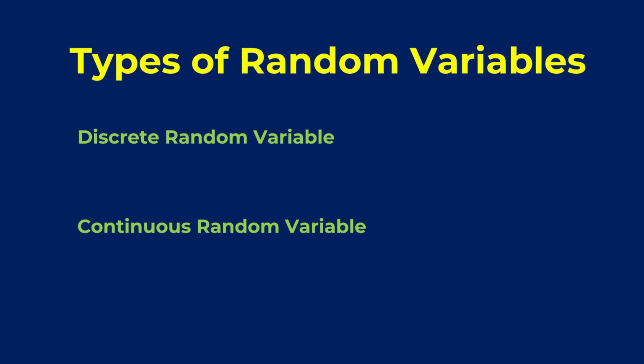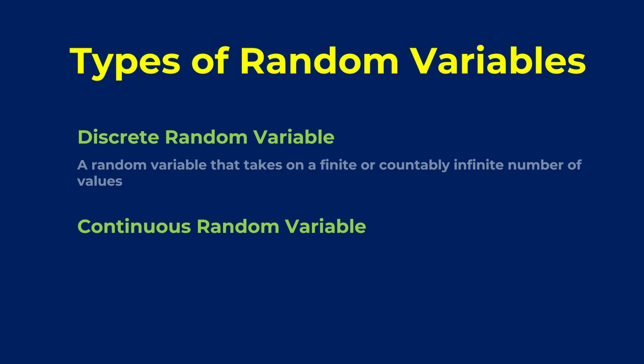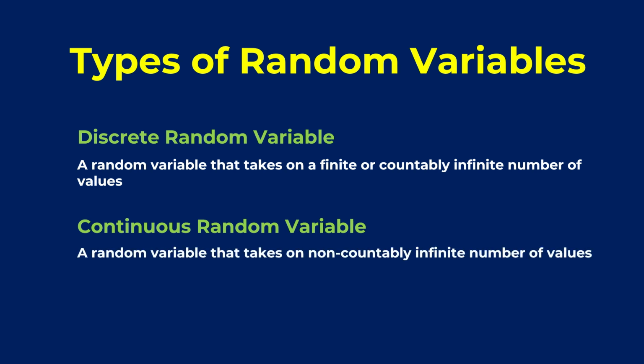There are two main types of random variables. A random variable is called a discrete random variable when it can assume only a countable, sometimes infinite, number of values. On the other hand, when a random variable can assume an uncountable number of values in a line interval, it is called a continuous random variable.